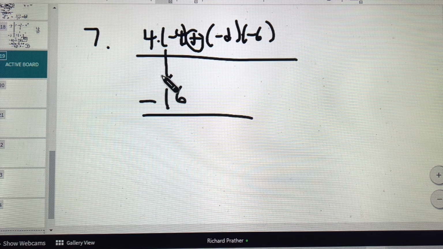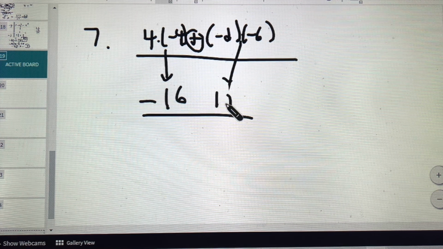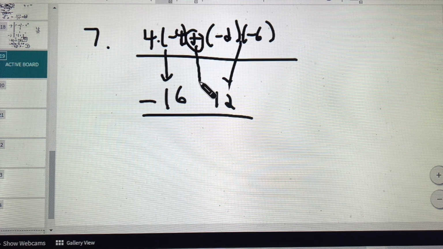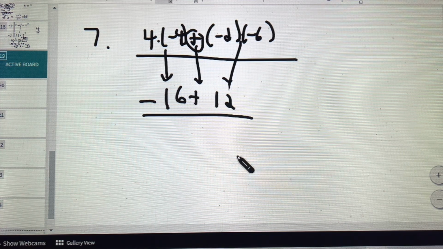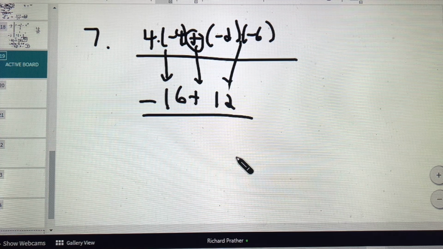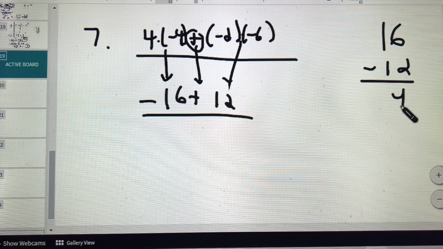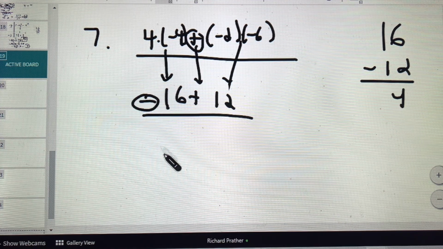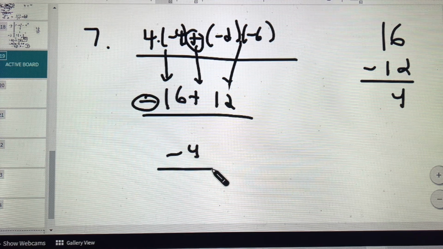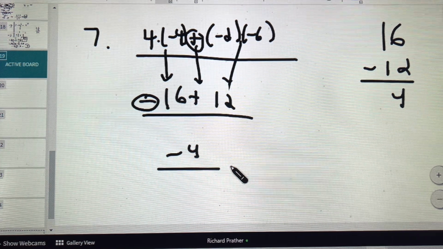That's something we did earlier. And -2 times -6 is +12. And then you can bring this plus down. So now I'm adding a negative and a positive. That's where you subtract their values. 16 minus 12 is 4, but the bigger looking one is negative, so negative 4. So I got the top down to a single number, negative 4.